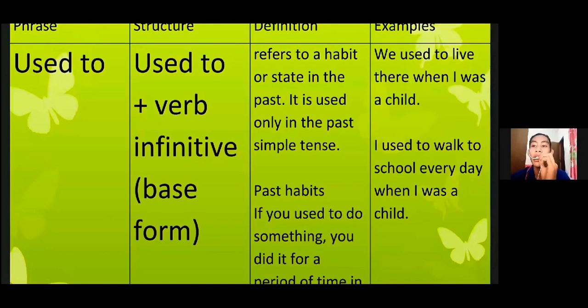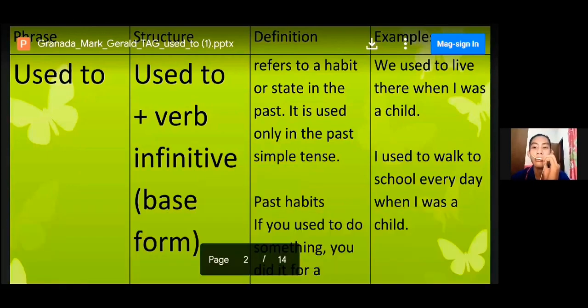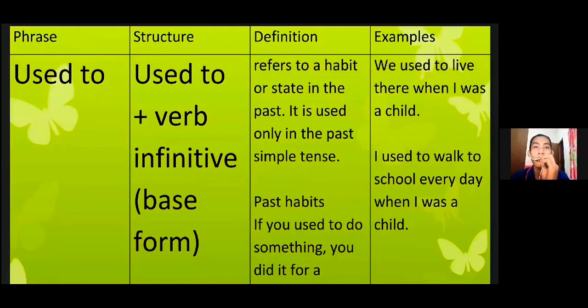So here are two examples. Who wants to read? Volunteer. Anyone who wants to read the two examples? Yes, Miss Cortez. The first example is, we used to live there when I was a child. And the second one is, I used to walk to school every day when I was a child. Okay, thank you, Miss Cortez. If you notice in the two sentences, they've used the base form of the verb after the phrase used to. And with that, we are following the structure used to plus verb infinitive or the base form of the verb.